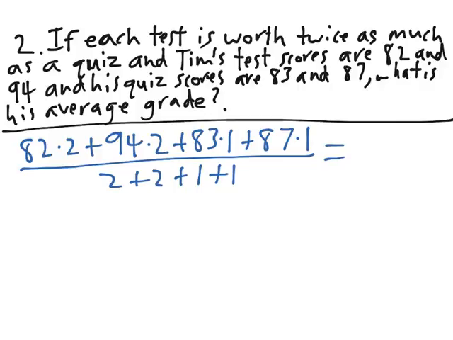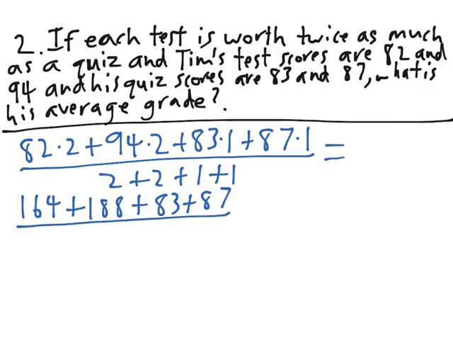If we carry out the multiplication on the top, then this will be 164 plus 188 plus 83 plus 87, and on the bottom 2 plus 2 plus 1 plus 1 is 6. If we add up everything on the top, then we have 522 over 6. Then dividing 522 by 6, we get 87. So Tim's average score is 87 over these tests and quizzes.